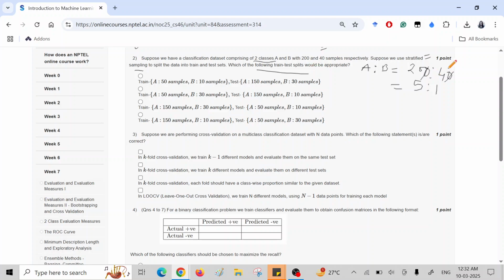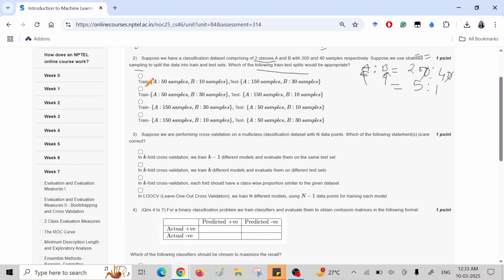Now here if we need to use stratified sampling, then after sampling, the ratio of the classes A and B should be maintained. The ratio is 5:1. So if there are 5 samples from A, then for the B class there should be 1 sample. Okay, so that ratio should always be maintained if it is a stratified sampling. If it is a plain sampling, then this ratio need not be maintained. Okay, now what are the options?